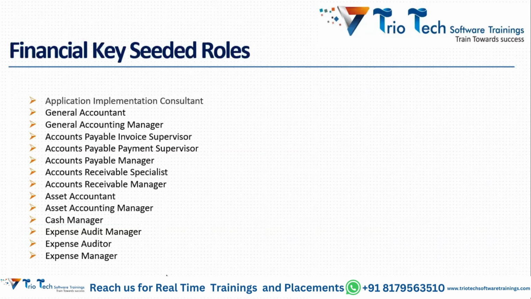Got it. So it's basically order to cash, expense, P2P, that is procure to pay, then A2R, which is asset acquire to retire. Those are the processes at a high level that we will be taking you through with this training. Okay, understood. So it's basically a functional consultant training, correct?